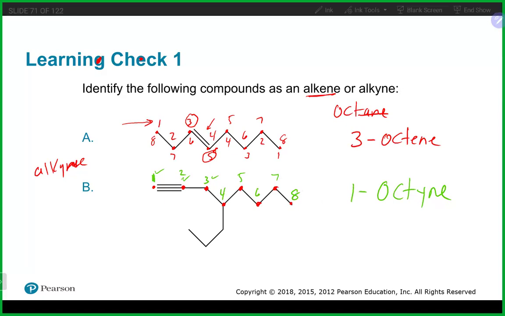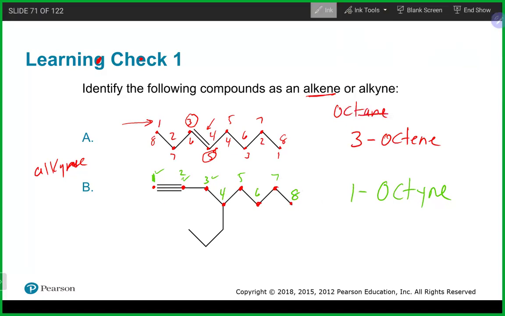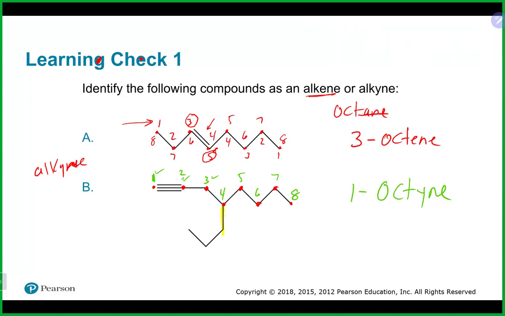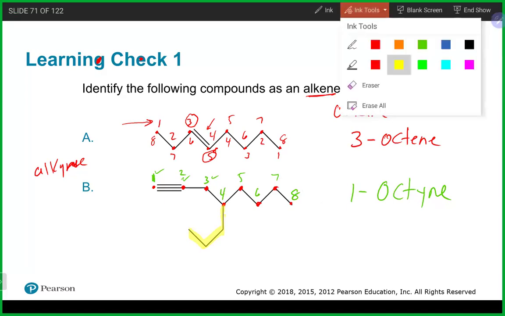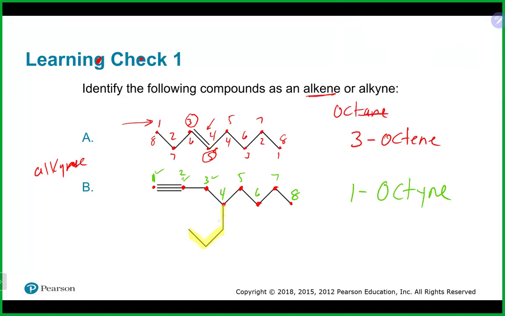In this case, though, we do have a group hanging off of here, right? We have basically this guy, which is a group. And how many carbons are in that group? It is one, two, and three only, right? This guy is not part of the group, because that's the carbon that's part of the long chain. So we can't count this guy as part of the group. This is basically where it's attached. So one, two, and three.